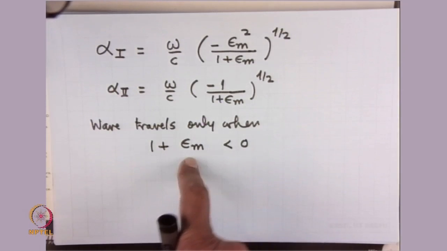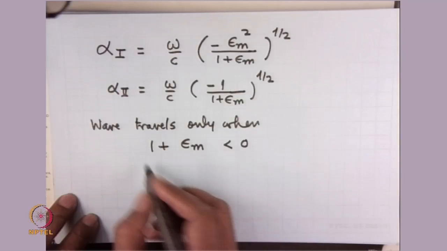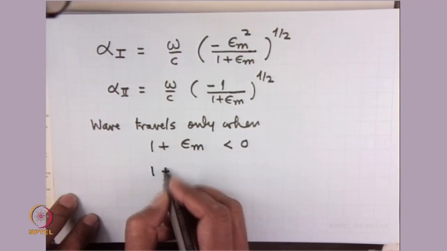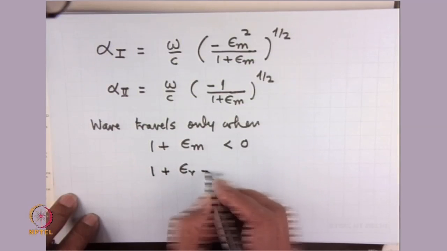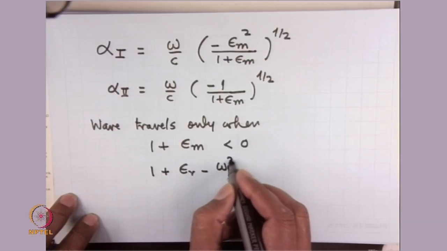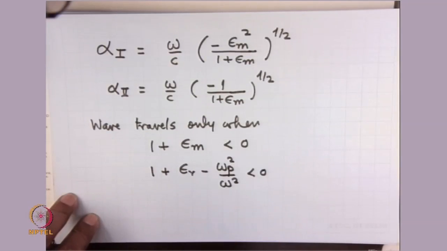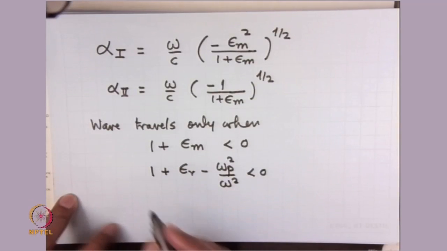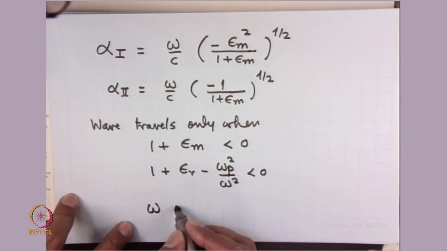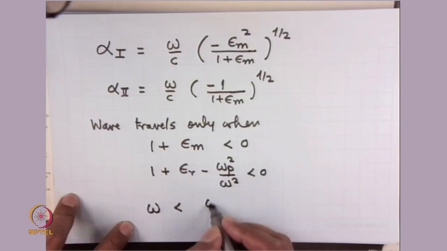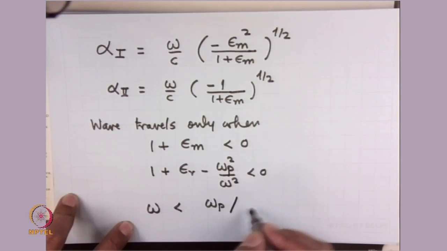If I use the expression for epsilon m, which is equal to 1 plus epsilon r minus omega p square upon omega square, this has to be less than 0. This tells you that omega has to be less than omega p divided by under root of 1 plus epsilon r.